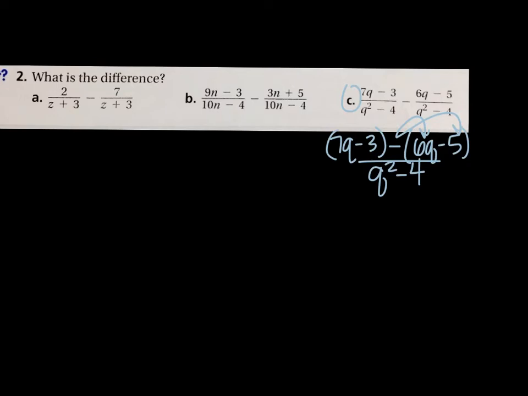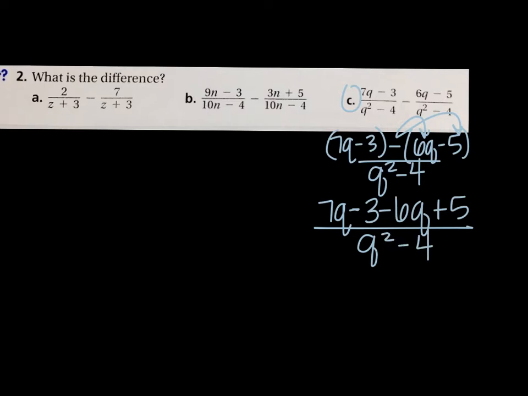Okay, I want you to try it. I'm going to do one more with you, and then I'm going to get you to do the other two by yourself. I think I'm going to do c with you, because it looks like you're going to have to factor that one. So they have the same denominator. You're going to keep it, and that's going to be q squared minus 4. And up top, you're going to do 7q minus 3 in parentheses minus 6q minus 5. So you're going to distribute the minus. So if I simplify that, I get 7q minus 3 minus 6q plus 5 over q squared minus 4.